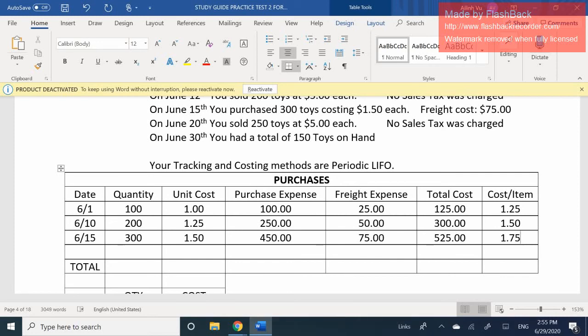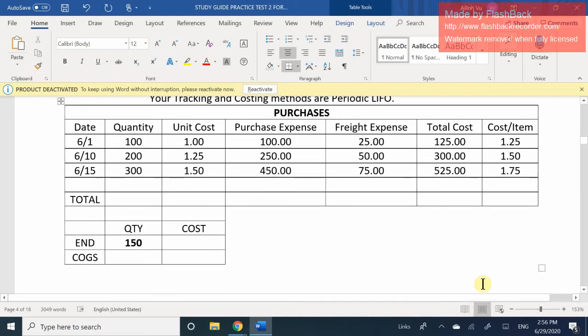Okay. All right. What happened on the 20th? Sold? Okay. Do we care? Do we have a place to record that? No. Nope, not interested. Thank you. And then lastly, on June 30th, you had a total of 150 toys on hand. All right, so that means we reached the end of the period. So, how do we solve for this? What do we need to do first?